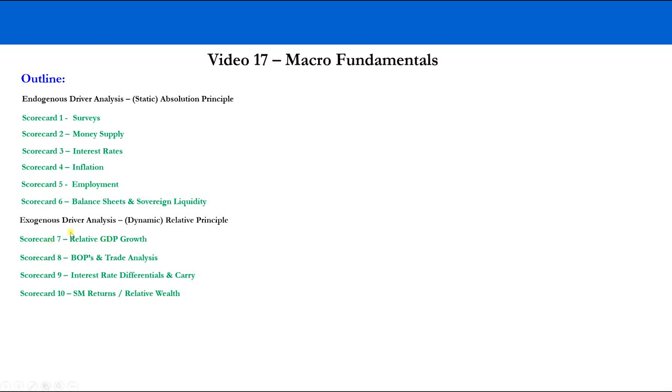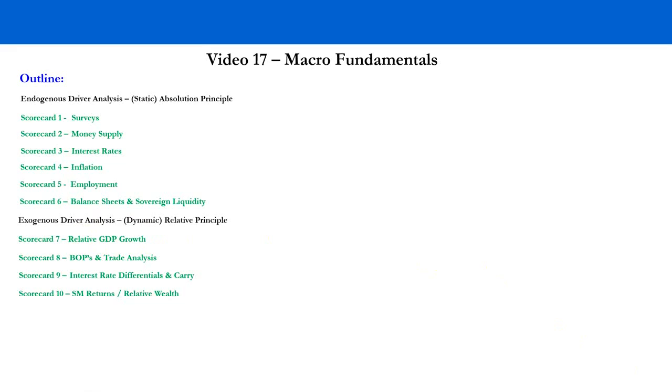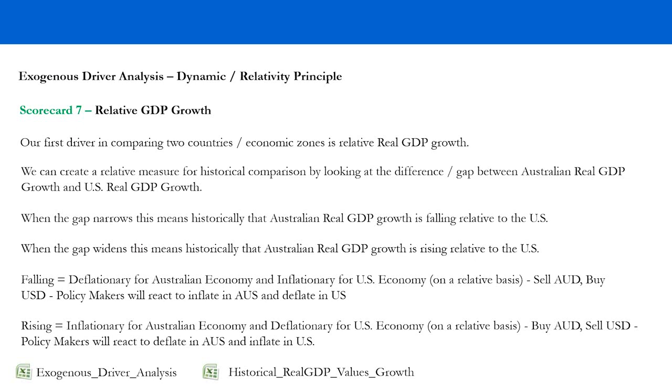So first of all, let's crack on with scorecard 7, the first of our exogenous drivers that we're analyzing, applying this dynamic relative principle, and let's look at relative GDP growth between Australia and the United States. When we're looking at relative GDP rates, it's our first driver to compare two countries, because we're looking essentially at the differential of growth between the two economies.